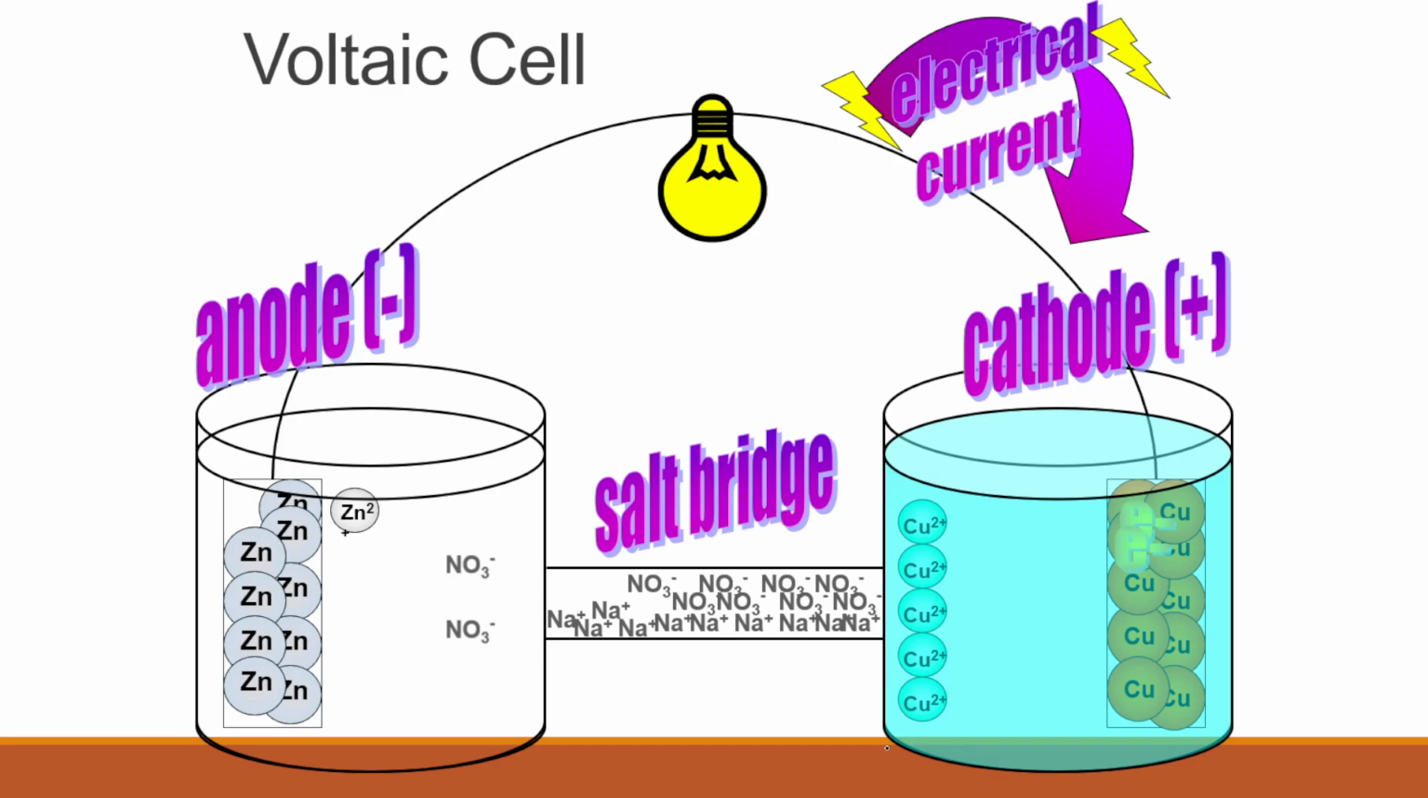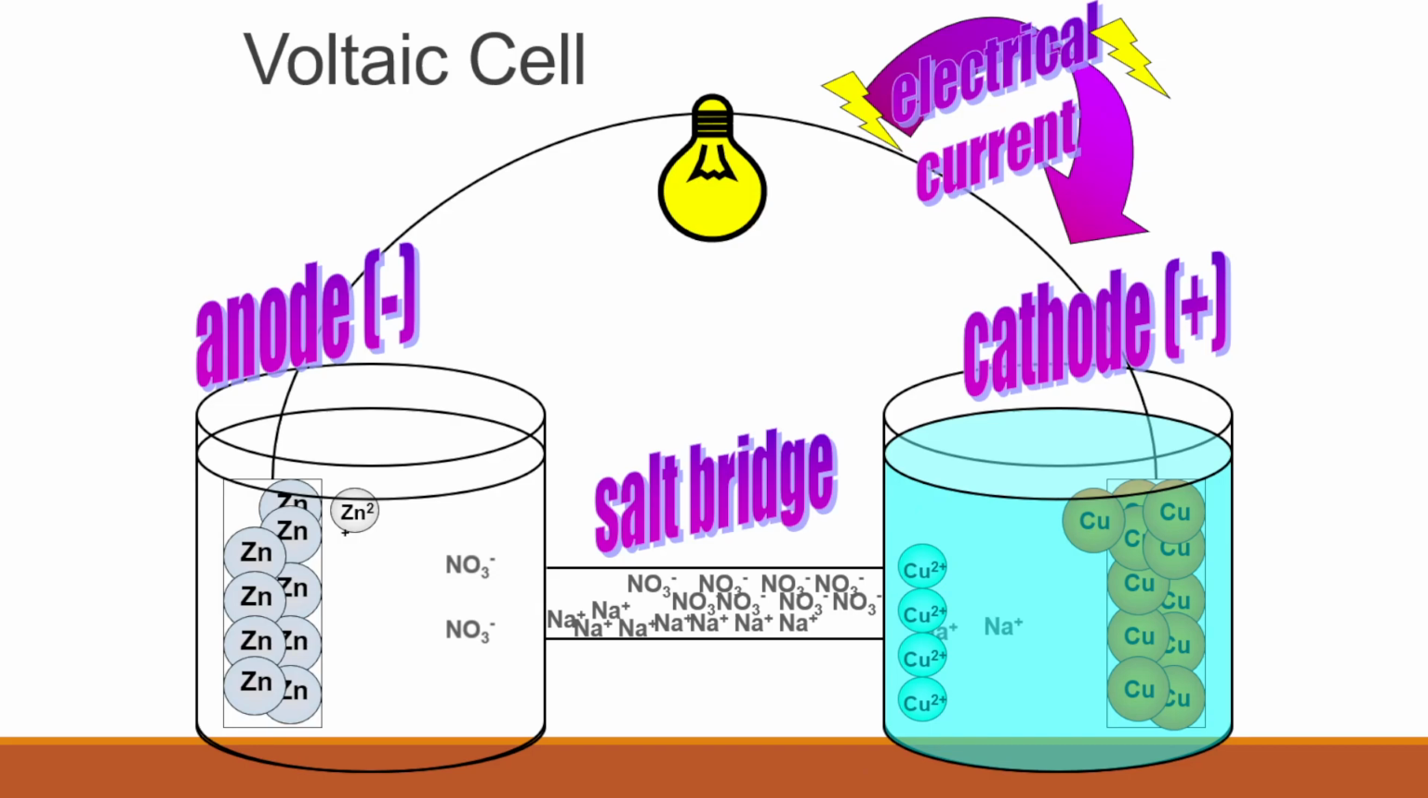On the cathode side, we're going to have the reduction of a positive 2 ion. We're going to lose 2 positive charge. And so the salt bridge is going to come in and give us 2 positives to replace the positive 2 that we just lost.